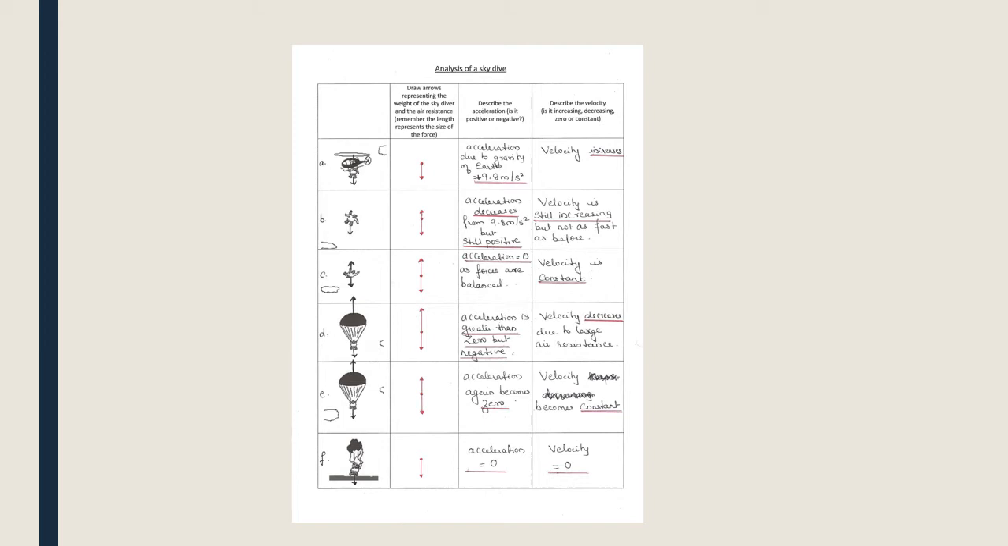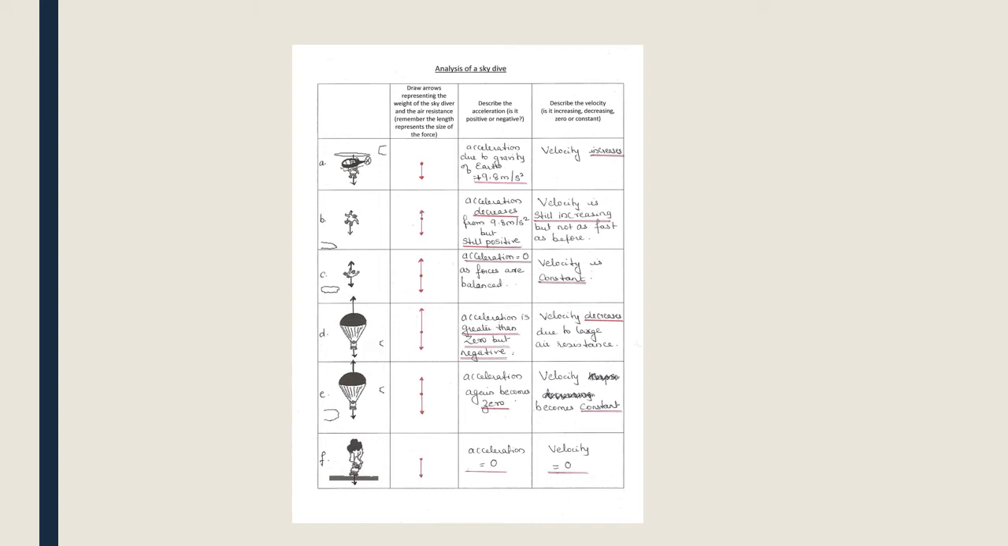And at stage C, what will happen is the air resistance becomes equal to the weight. So the air resistance acting in the upward direction becomes equal to the weight acting in the downward direction. So now there are two equal and opposite forces acting on the skydiver. What will happen when two equal and opposite forces are acting on an object? What will be the resultant force? Resultant force will be 0.